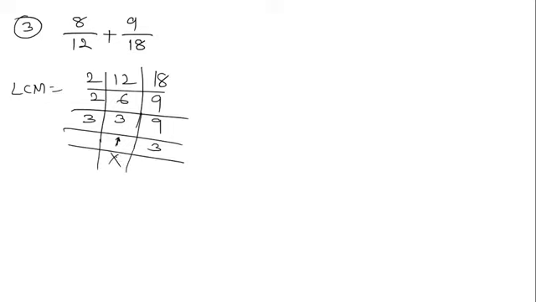So I put here this sign. So no need to write down anything here. 3 ones are 3. So the LCM is nothing but 2 multiplied by 2 multiplied by 3 multiplied by 3, is equal to 2 fours are 8... 4 threes are 12, 3 twelves are 36. So the LCM is 36.